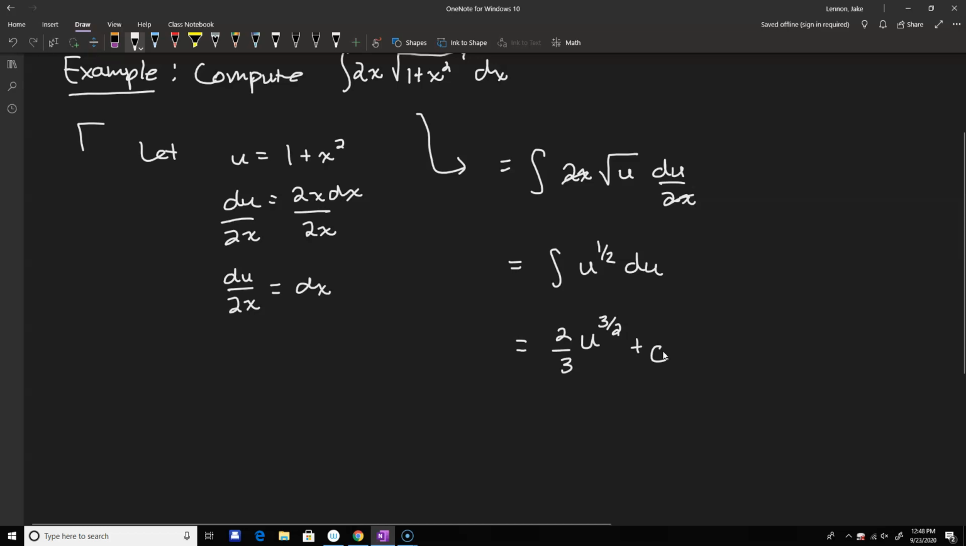Because the problem originally started in the variable x, it's customary to switch u back to what it represented, which was 1 plus x squared. So our antiderivative here is 2/3 times the quantity 1 plus x squared raised to the 3 over 2, plus our constant of integration. And that is the general antiderivative there.